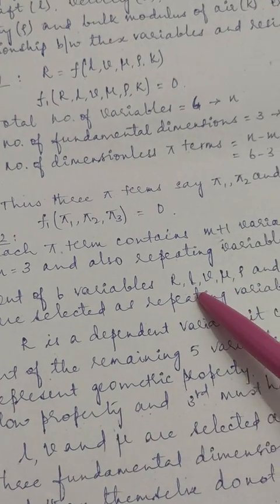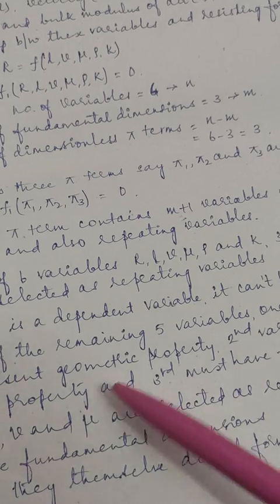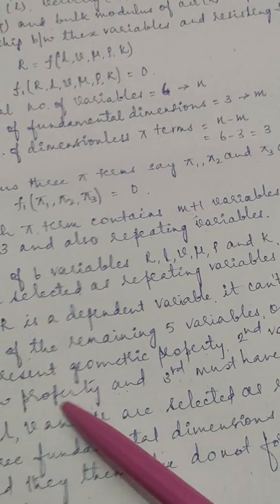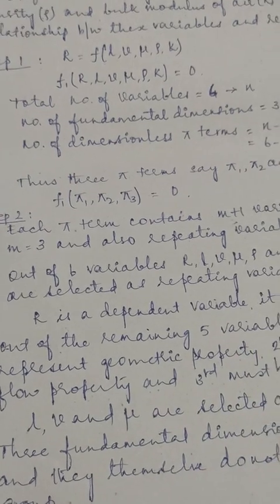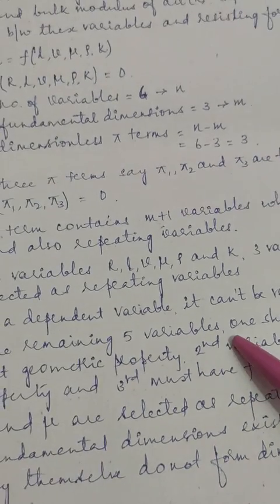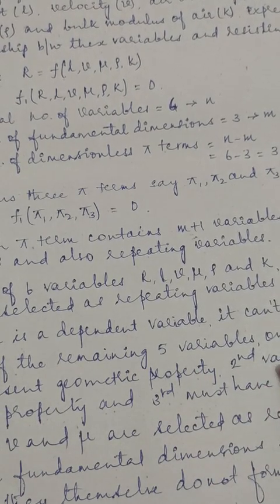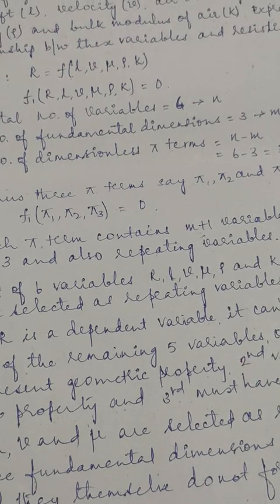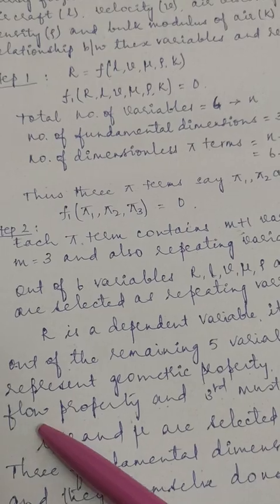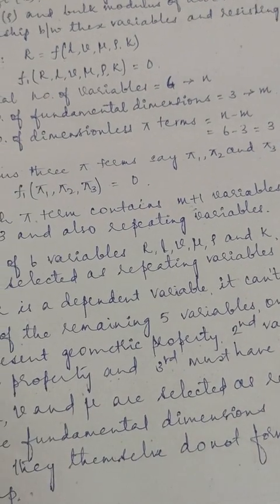Out of the remaining 5 variables, that is L, V, mu, rho and K, one should represent the geometric property, the second variable should represent the flow property, and the third variable should represent the fluid property. So you have 5 variables. Out of these 5, one should represent the geometric property, the other should show the flow property, and the third should represent the fluid property.